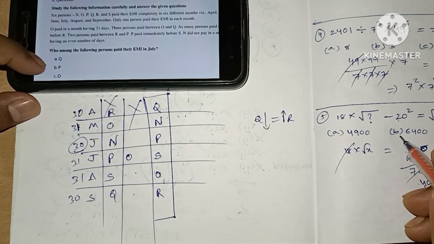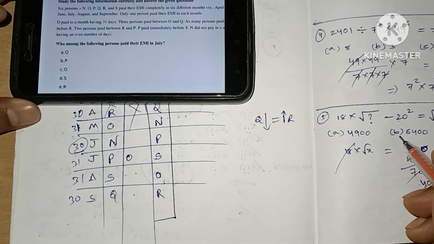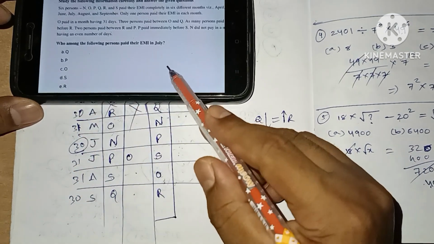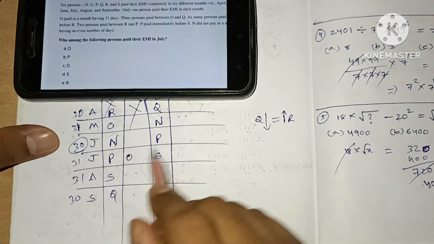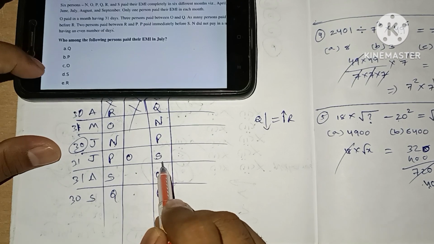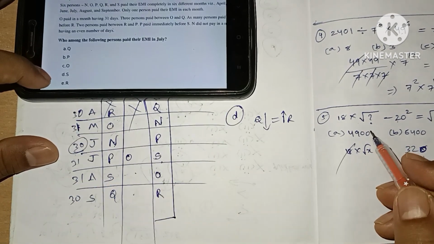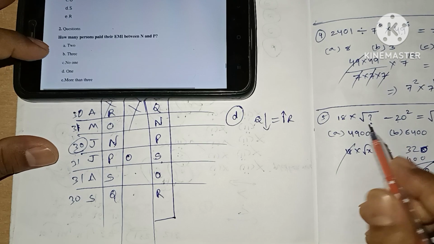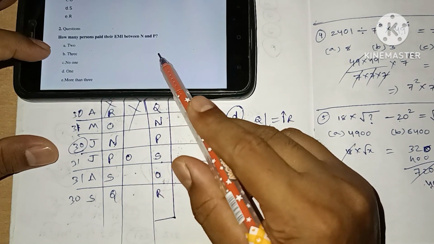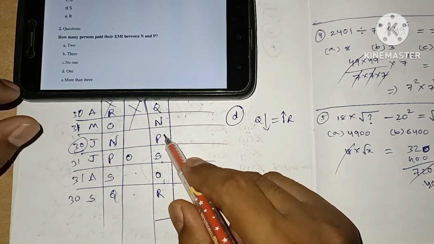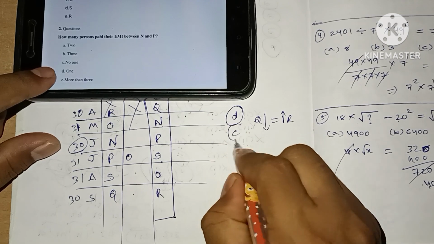Let's see the questions that are asked. Who among the following persons paid the EMI in July? In July, yes, D paid the EMI. Answer is option D. Next, how many persons paid their EMI between N and P? Between N and P, no one. So answer is option C.